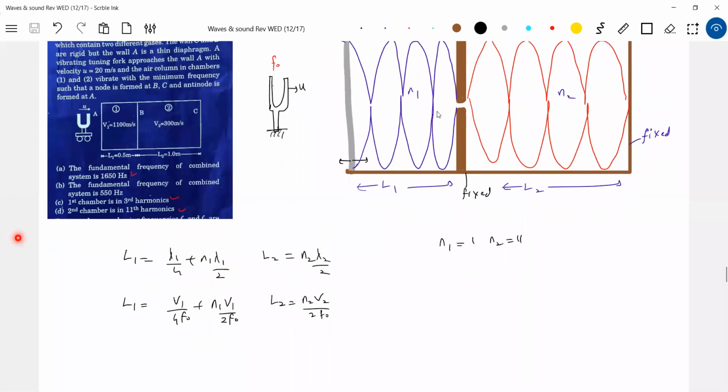You can just say don't consider any Doppler effect. Neglect Doppler effect. A tuning fork without vibration moving towards the organ pipe will not produce any wave. It should vibrate, then it will produce it here.